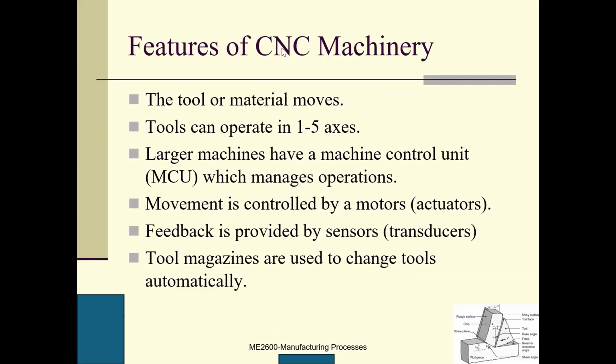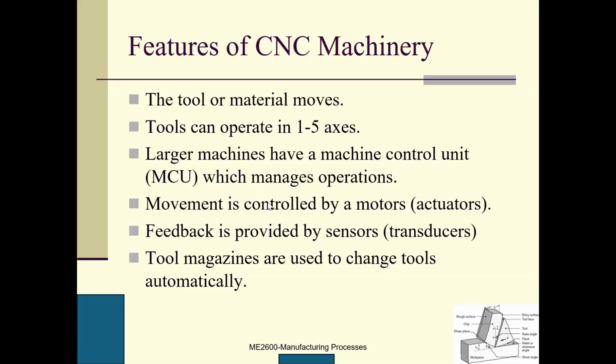Then we talk about the features of CNC machines. What are the features of a CNC machine? First, the tool and the material move. The tool needs to be able to move, and the material should be able to move also. The tools can operate in 1 to 5 axes. Larger machines have a machine control unit which manages operations. Underline this one, guys: MCU. MCU stands for Machine Control Unit. And maybe this is new for you guys.